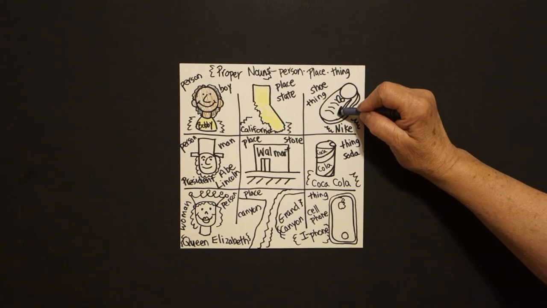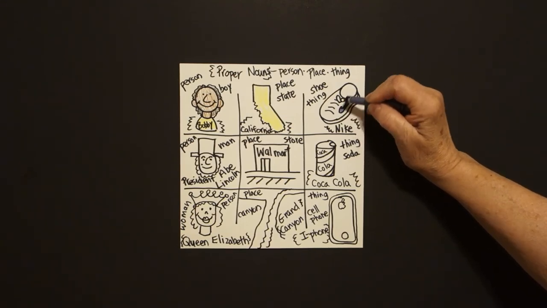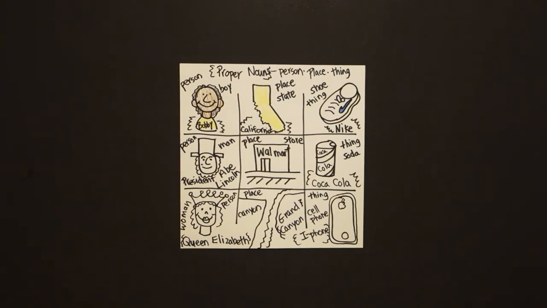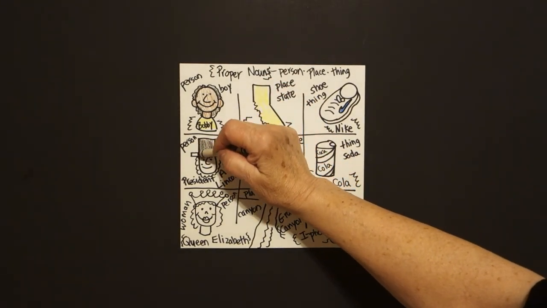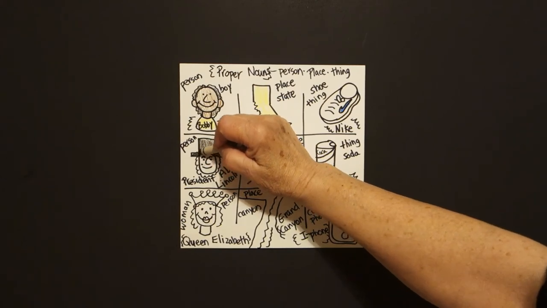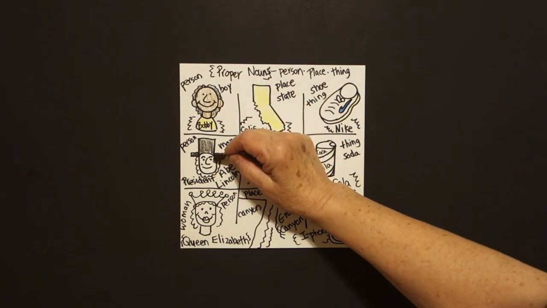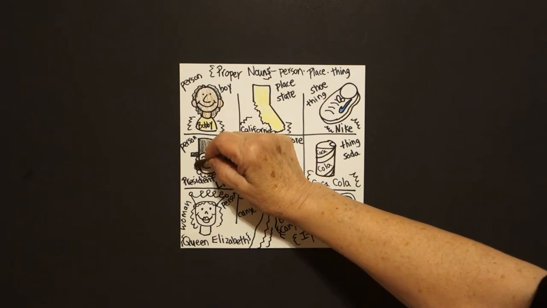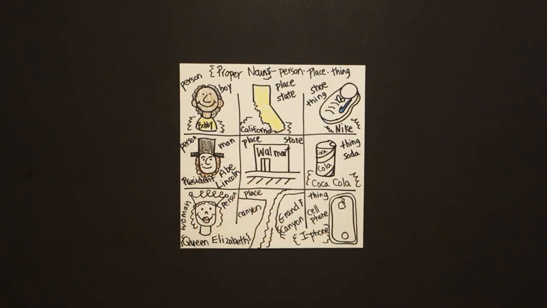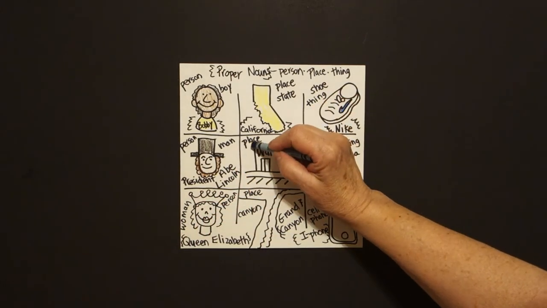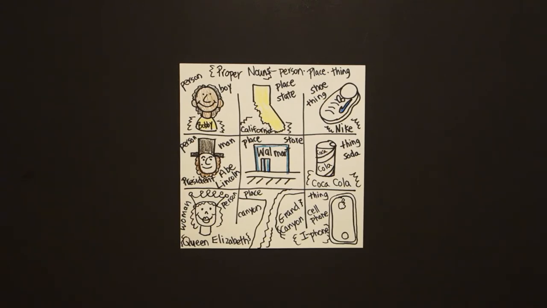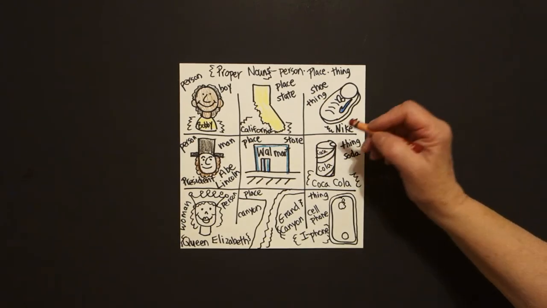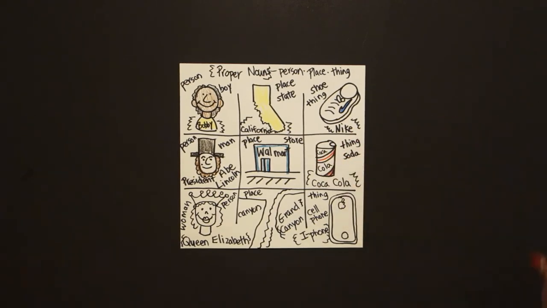Shoe, thing, common noun. I'm making mine a Nike shoe. So I'm just going to color in my swoosh. My next one is a person. He is a man. I'm just going to color in his hat. Give him some brown whiskers. Yes, he is a person. Yes, he is a man. But if we are talking proper nouns, President Abe Lincoln. Next, Walmart. All I'm going to do is just add some blue-green. That's my place. It's a store, but it's Walmart. Okay. Next, my can of soda. I'm just going to add some red because everybody knows that is a Coca-Cola.